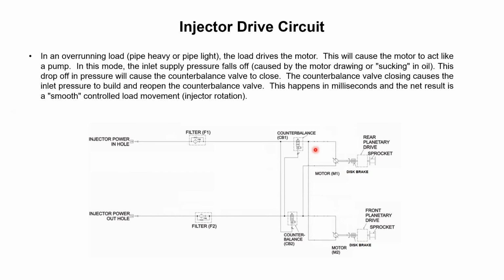What does it mean? When the pressure decreases in this circuit, this counterbalance valve will be closed and again pressure will rise. This counterbalance valve will open again. So this process happens in milliseconds, and as a net result we are getting smooth motion of our injector motors.